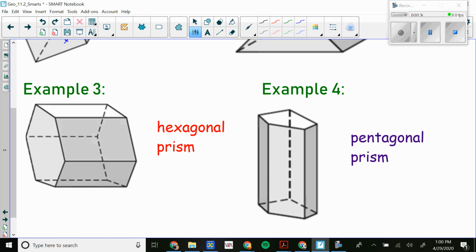And then the fourth example is a pentagonal prism. 5 sides, 1, 2, 3, 4, 5. Here's the top base, bottom base. This one is oriented the correct way.